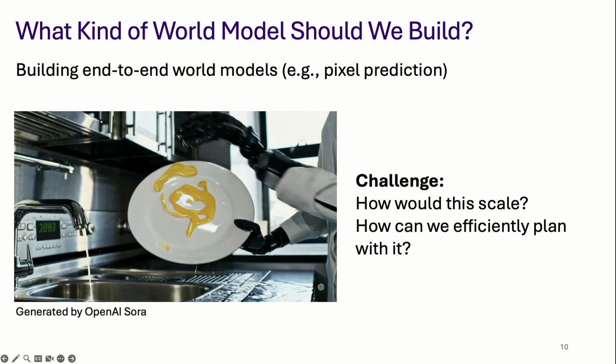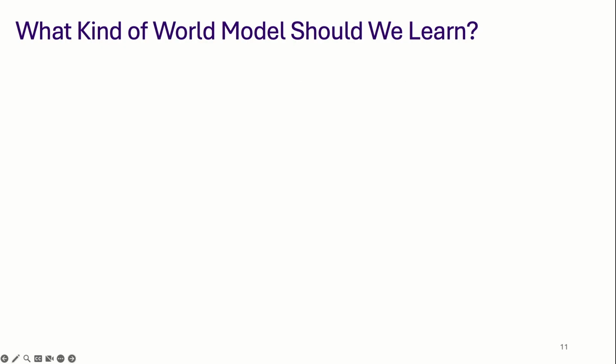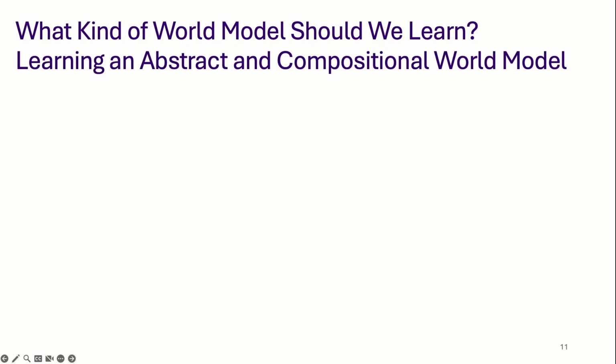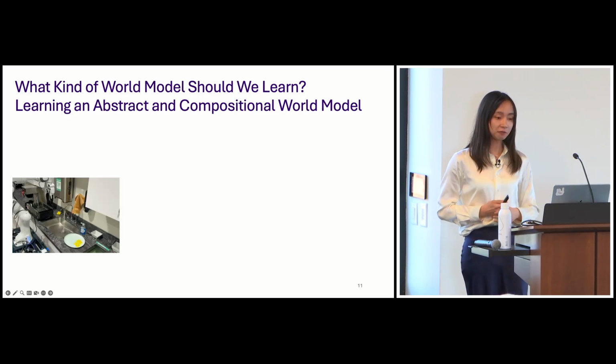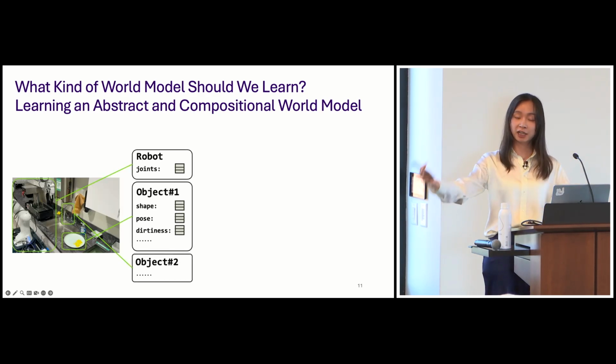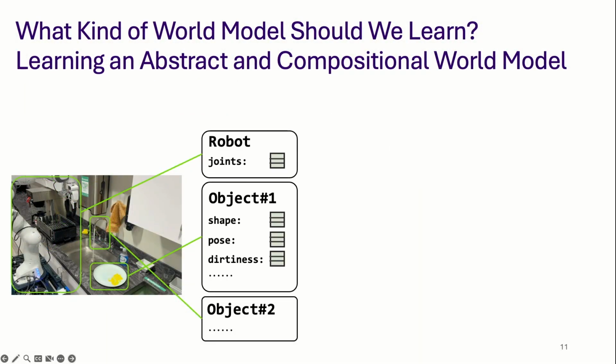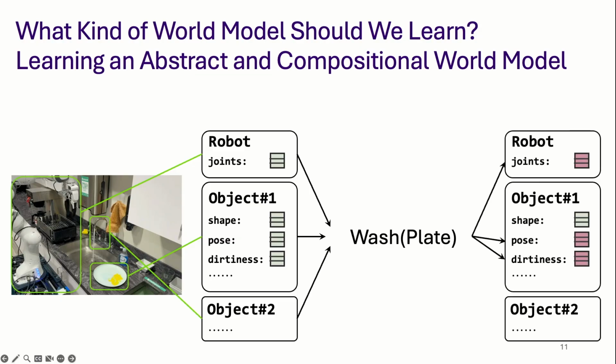To address those challenges, my research focused on learning a different kind of model based on the principle of learning abstraction and compositional world models. Again, focusing on this kitchen environment, as humans, we can see there are all different kinds of entities in the world. There are robots, there are different kinds of objects. And an object would have different features, like shapes, poses, or dirtiness degree. Actions are related to certain aspects of a few objects in the environment, and the effect of that is changing certain aspects of the environment, like joints, or it will change the pose of an object, or change the dirtiness degree of an object if you execute this wash plate action.